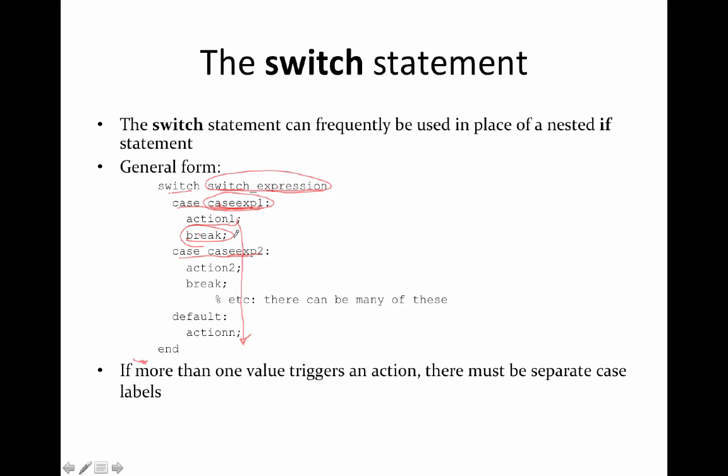So we go through and we check the values of the case labels one by one. If the value of switch expression is not equal to case expression 1, then we'll look at the case label on the second one, case expression 2, etc. Now default in C is what handles none of the above. So if the switch expression is not equal to case expression 1 or 2 or 3, etc., default handles anything else. Now if you want more than one value to trigger a particular action, you have to have separate case labels.